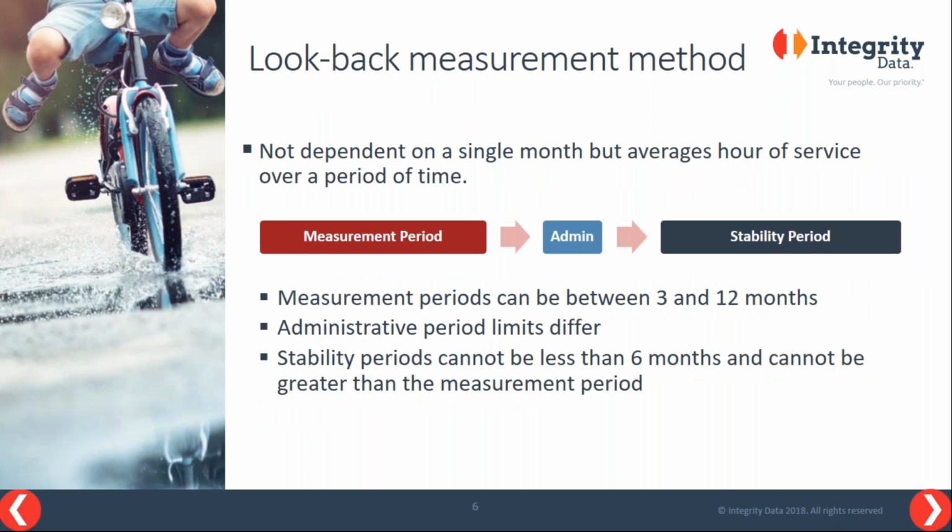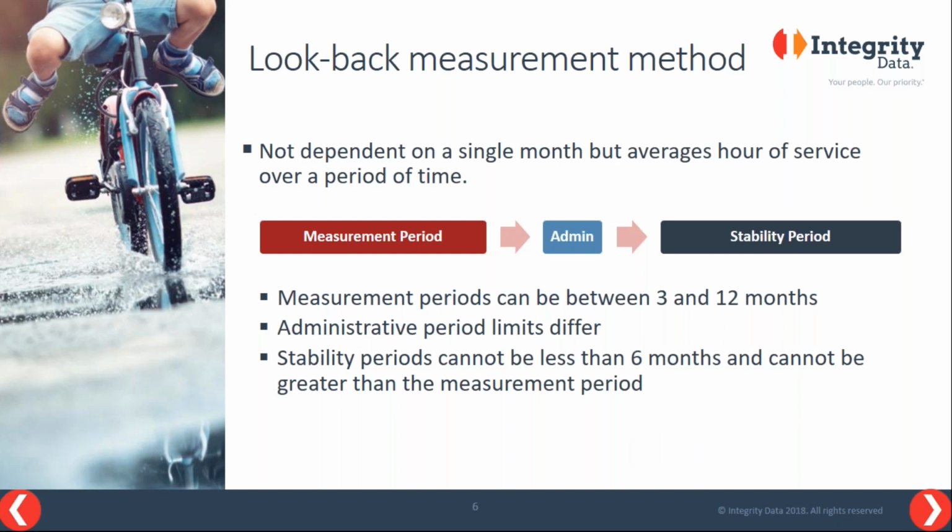So the look-back measurement period is established by the employer. This period can be up to 12 consecutive months, but no less than 3 months. This is a testing period that looks back on the previous year or split years to determine an employee's eligibility. The stability period can be no less than 6 months. With this measurement method, testing for eligibility is not dependent on just 1 month, but it looks at several months within what is called the measurement period to see if in each month of that measurement period, the employee averaged 130 hours.